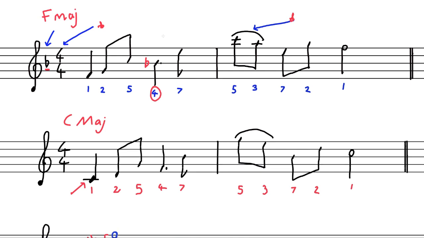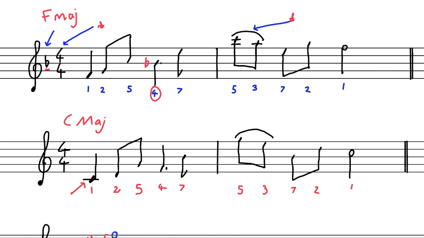So this is what it sounds like originally in C major. And this is what it sounds like in F major. So it sounds pretty similar. The only difference is that one is higher than the other. So that was simple enough.